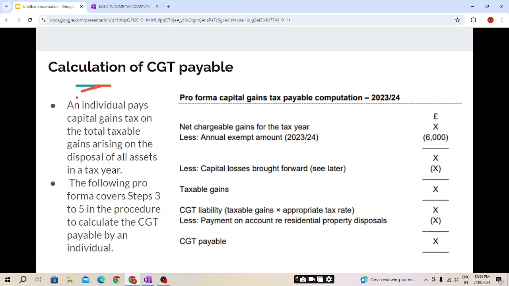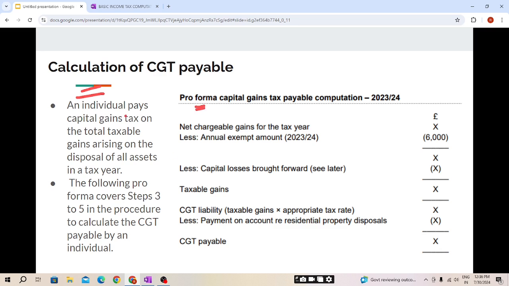Now moving to the calculation of CGT, the capital gains tax payable. So students, now we'll be seeing the format. Step number 1 was the calculation of capital gains, or chargeable gains or allowable loss, for each separate asset. Then we need to net the chargeable gains for the tax year. So step number 2 was the net chargeable gains less allowable loss. Then the third step was less AEA.